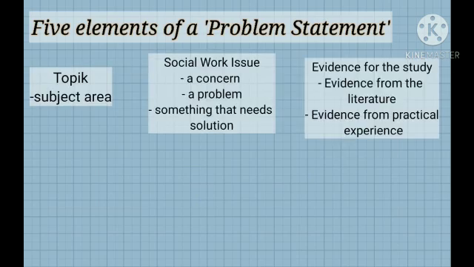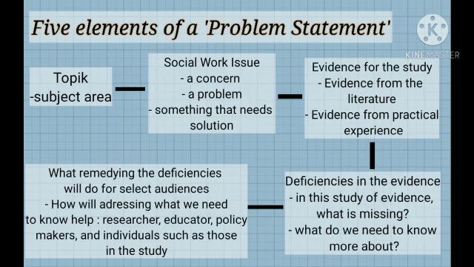Five elements of a problem statement. So we can start from the topic. This is the subject area. And the next is the social work issue. This is a concern, a problem, something that needs a solution. And then evidence for the study. This is based on evidence from the literature or evidence from practical experience.